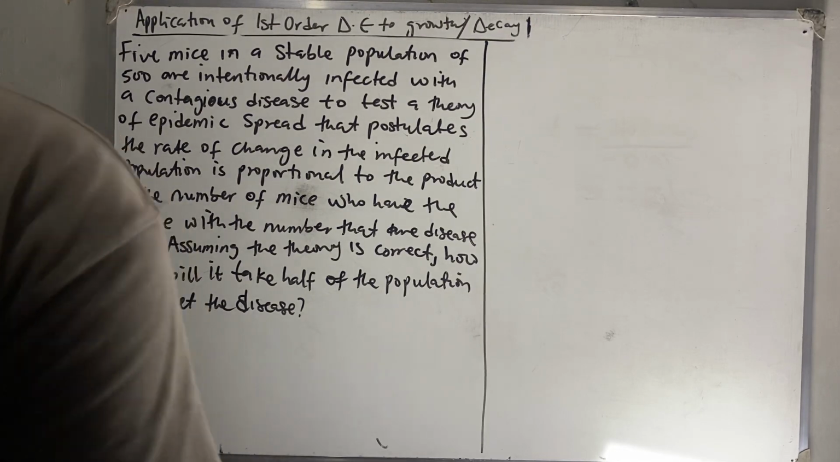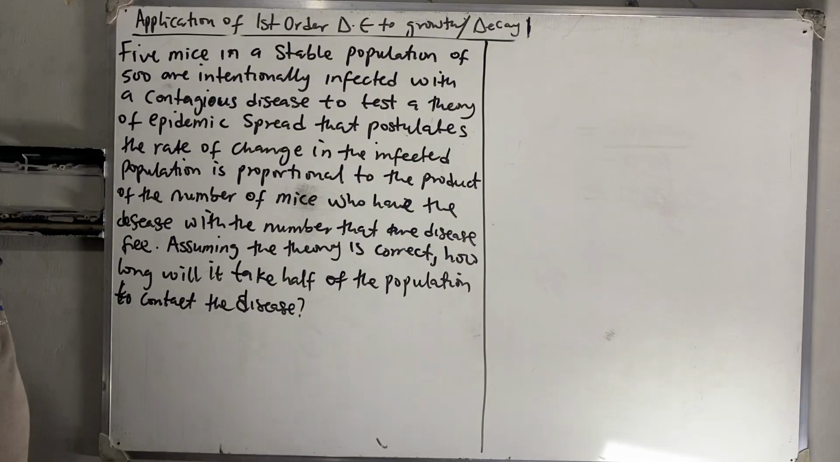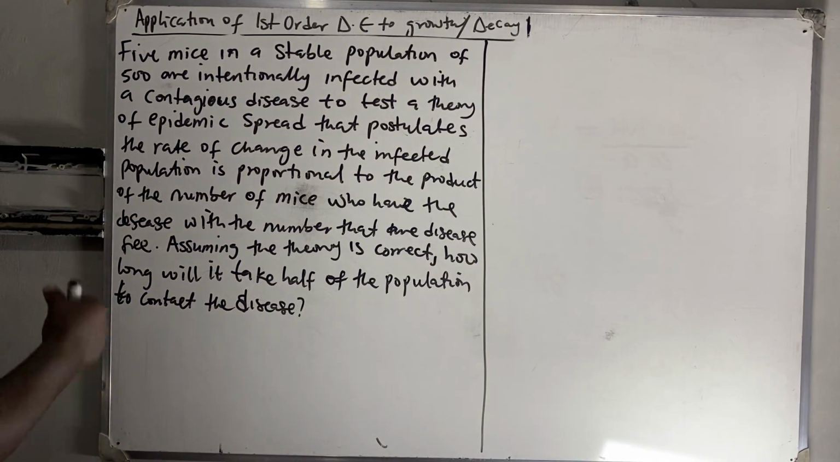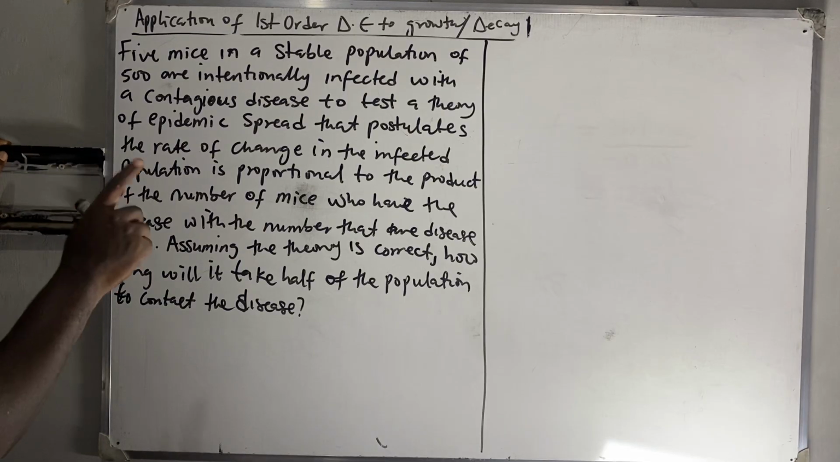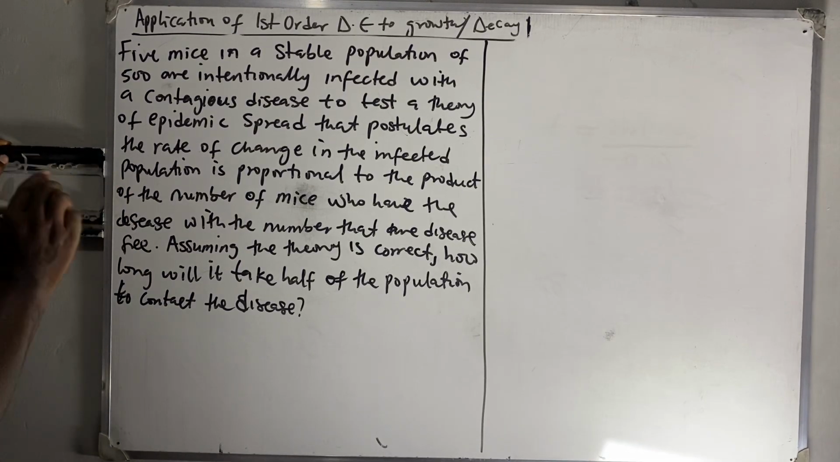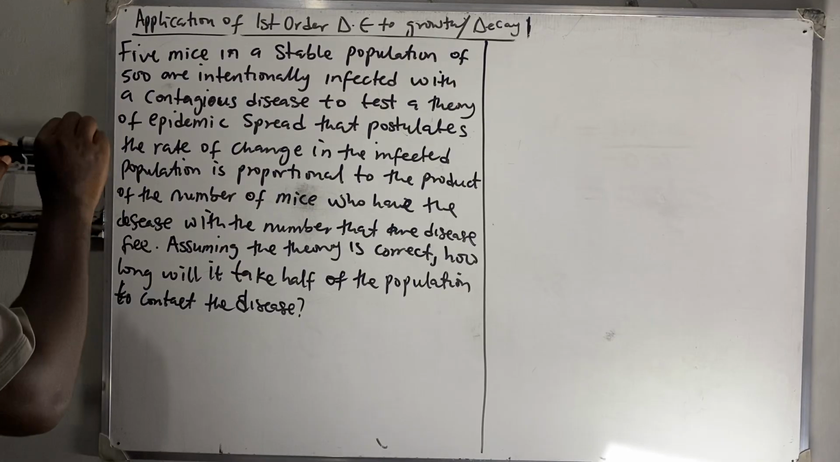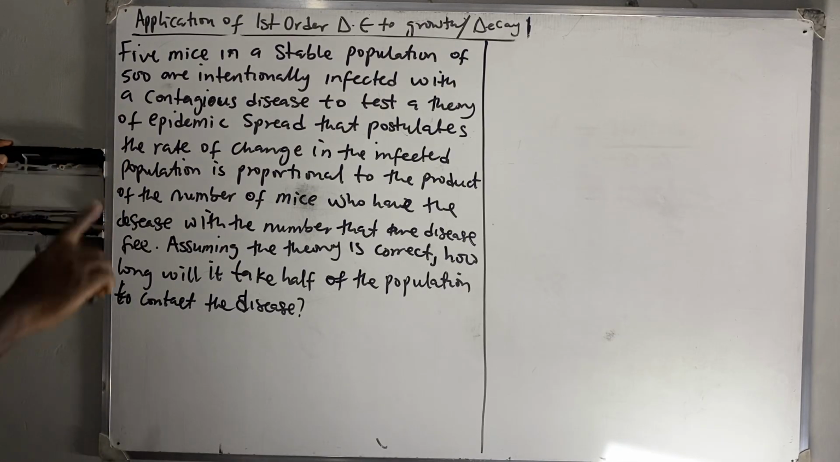We are still on the application of first-order differential equations to growth or decay. This is a problem, and I think it's a decay problem. They say that 5 mice in a stable population of 500. Okay, the initial population is 500. Then they brought out 5 mice. 5 mice in a stable population of 500 are intentionally infected with a contagious disease.